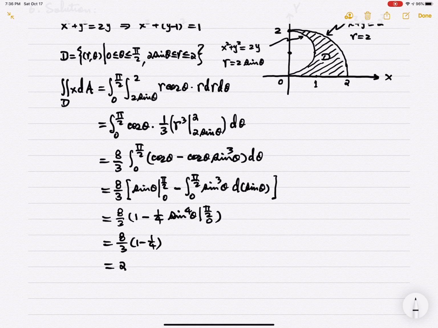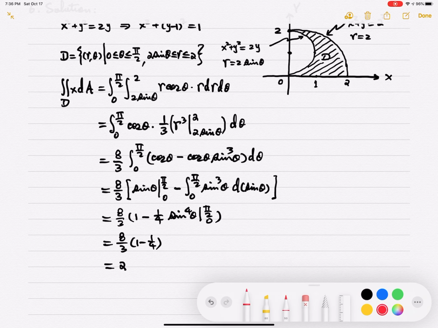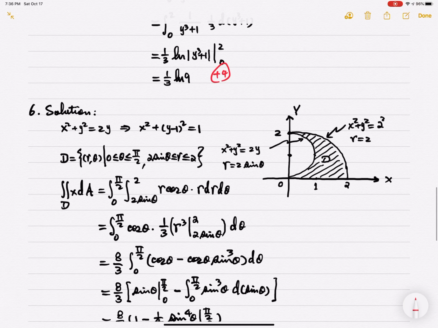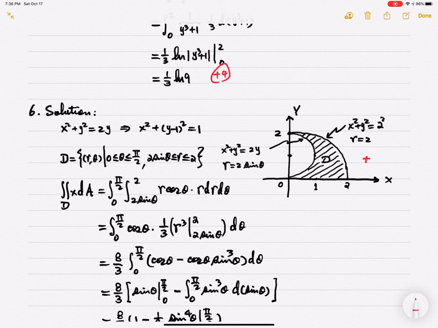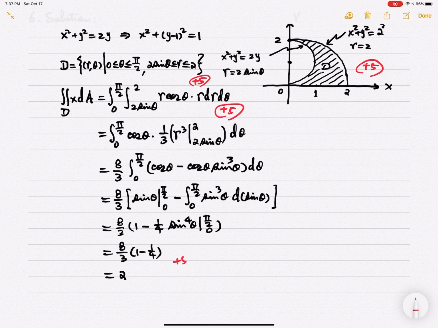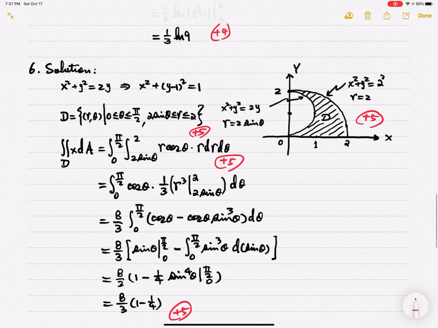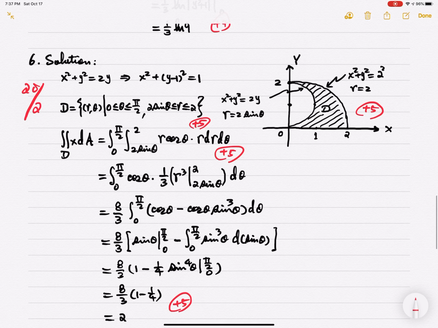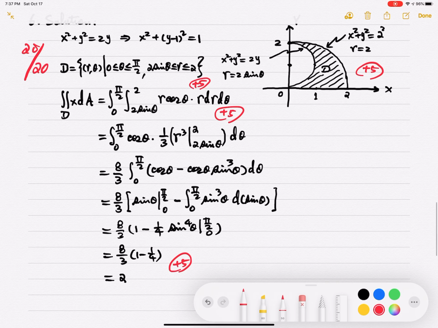I wrote it in pretty much detail. Here, I'm going to give 5 points for setting up, because that's the important step, and once you set it up, the evaluation is not that bad, 5 points. So that's 20 points, roughly speaking.